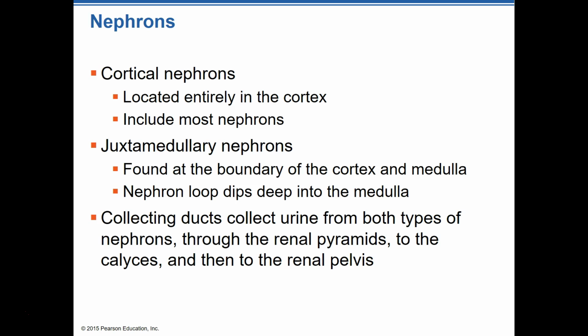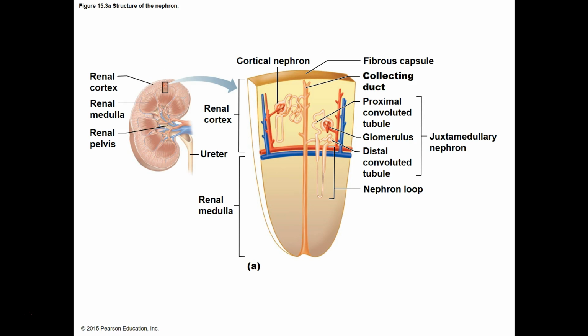So we have these cortical nephrons. Remember, those cortical nephrons are the ones located in the cortex. And then we have the juxtamedullary nephrons that have that loop that goes deep down into the medulla. And that's how you can keep the two of them separate. And then they have collecting ducts.